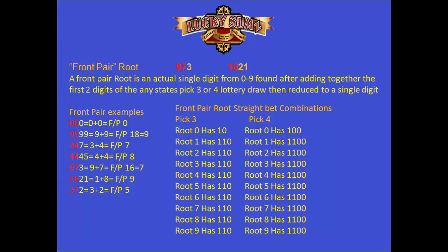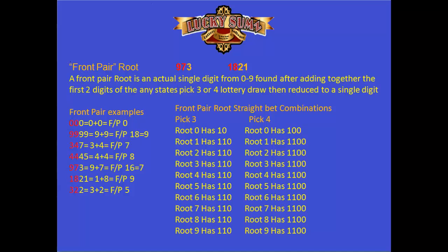The next cycle is the front pair root cycle. A front pair root is an actual single digit from 0 to 9 found after adding together the first 2 digits of any state's pick 3 or pick 4 lottery draw, then reduced to a single digit. A few front pair examples would be 0, 0, 0, which would be just the first 2 digits added together, which would be 0 plus 0 equals 0. And the quad 9s, which would be just a 9 plus 9, which would be the front pair 18, added together again, which would be a front pair 9.